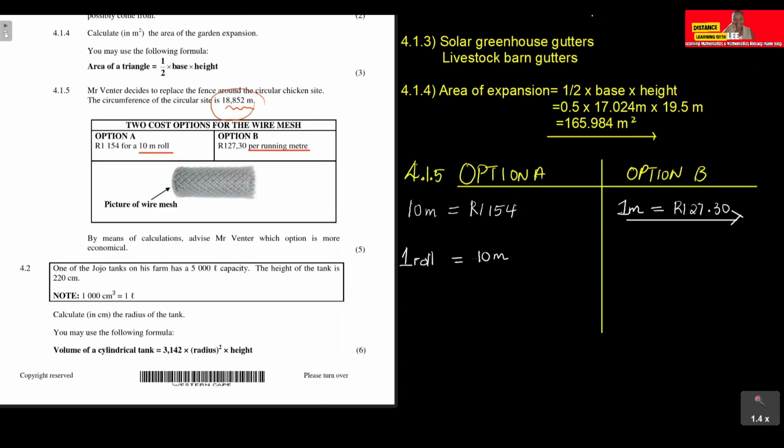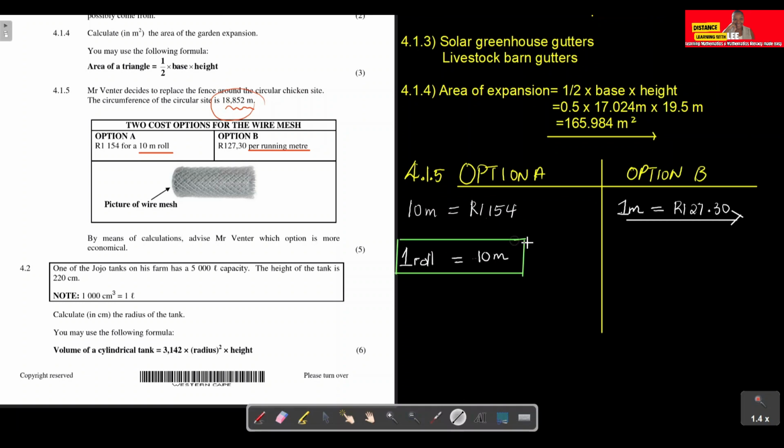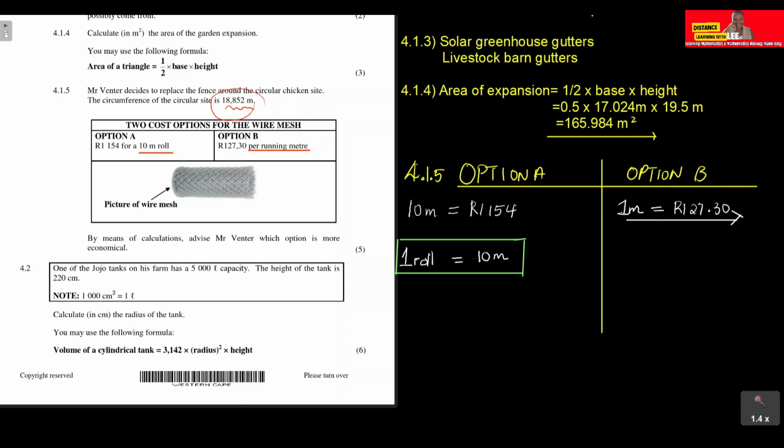So we're just going to take this equation here, and use it to determine how many rolls we will need. You're going to take that circumference of 18.852 meters. We want to determine how many rolls we'll need to pay for. So you're going to multiply by 1 roll divided by 10 meters.